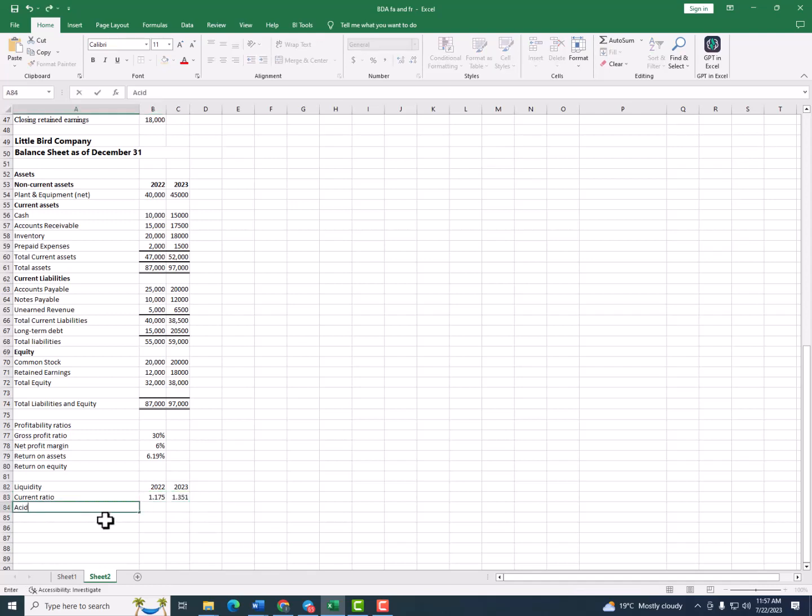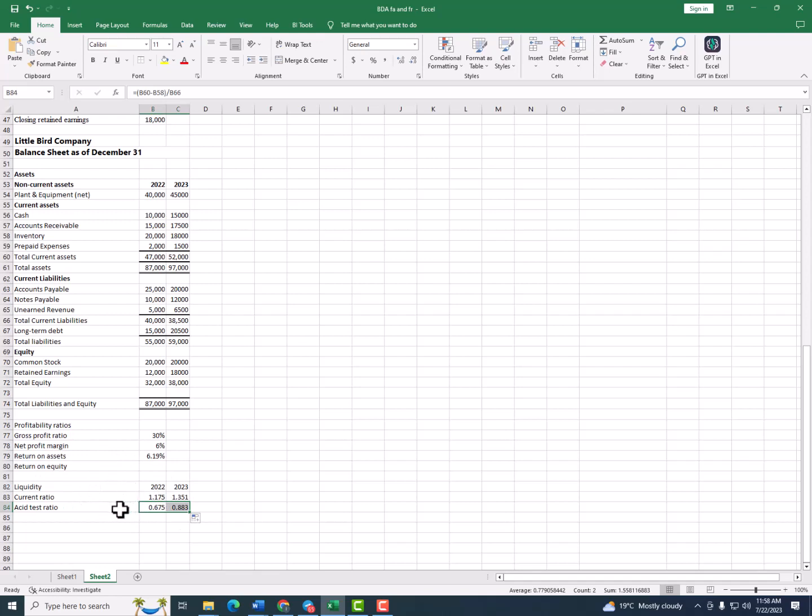Let us look at the acid test ratio. The acid test ratio is going to be total current assets minus inventory divided by total current liabilities. So what is the total current assets for 2022? That figure minus inventory divided by total current liabilities. Right, we have those.